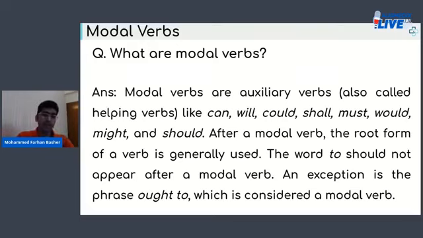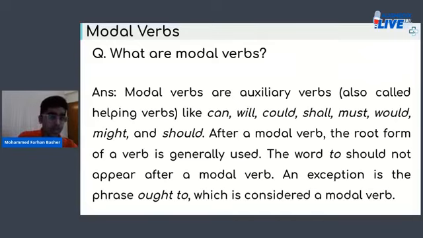Okay? All right. So just like that, modal verbs are used to denote permission, possibility, ability, obligation, right? Okay. So after a modal verb, we don't put to. We don't put the word to or the preposition to. We cannot say I can to sing. No, we say I can sing.